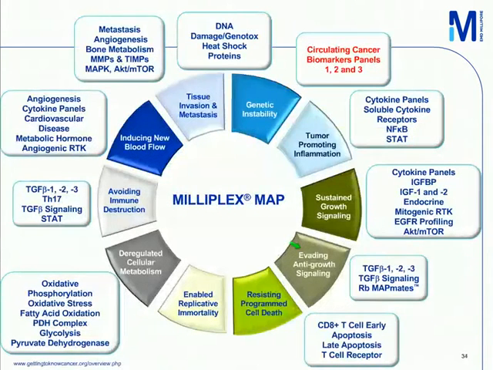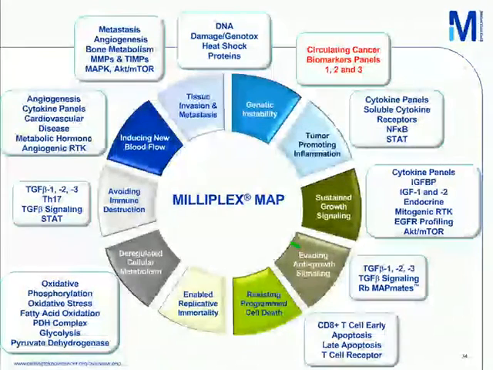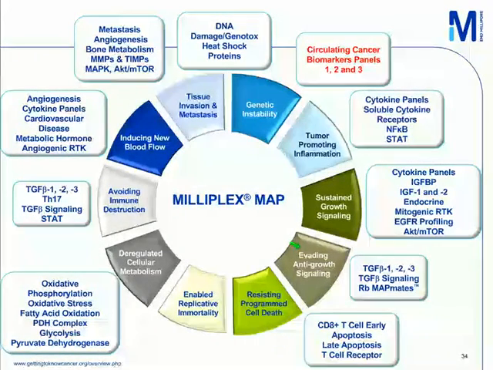The next slide illustrates many of the panels and kits that are available to cancer researchers. In the center here, we have the 10 hallmarks of cancer, although very recently this has been updated to 12. And around the hallmarks of cancer, we have the different multiplex panels that can be used to study each of these hallmarks.